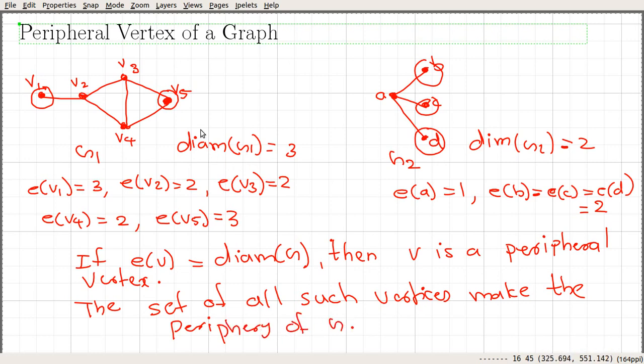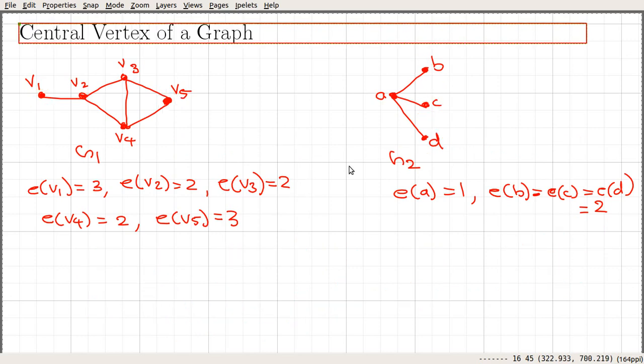Since the eccentricity of a peripheral vertex is equal to the diameter, it will be at the farthest end points in the graph, and that's what is called the periphery of the graph. Now let's see a different concept called the center of a graph. It is somewhat similar to the periphery. In that case, we dealt with the diameter. Here we are going to do it with the radius.